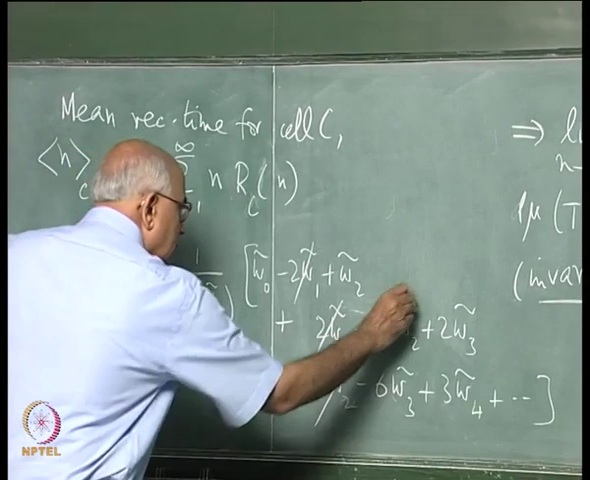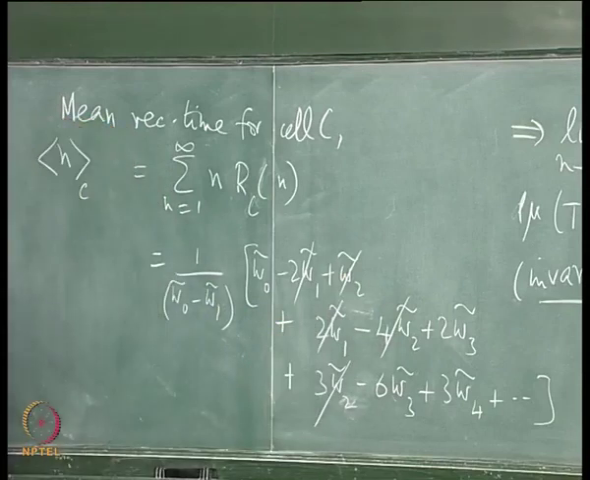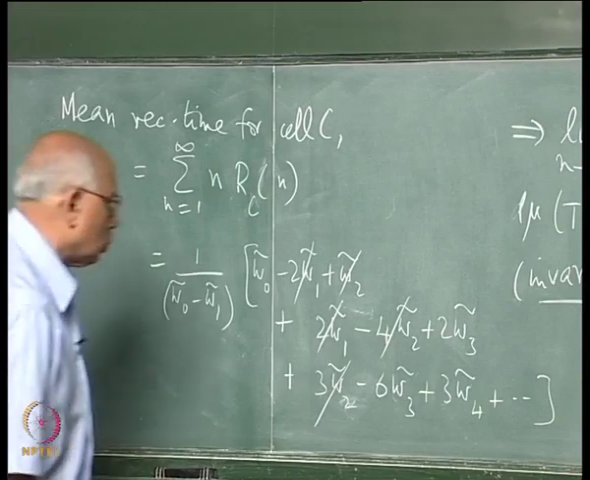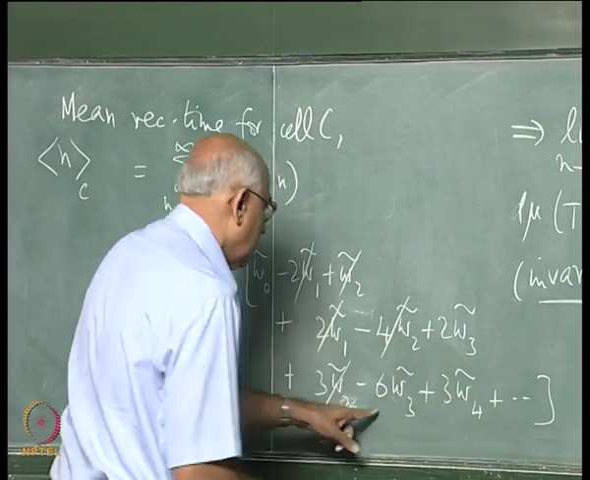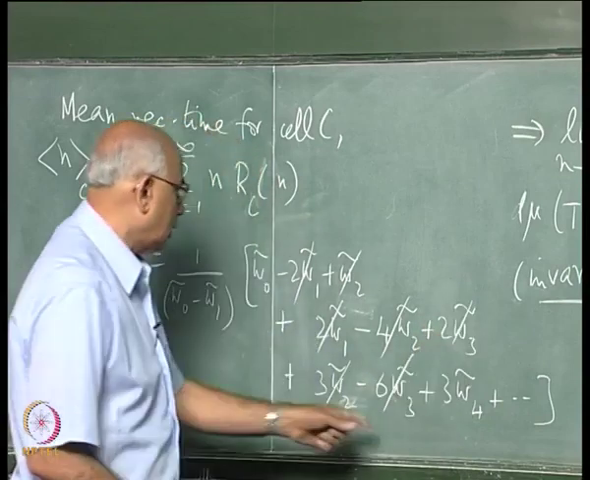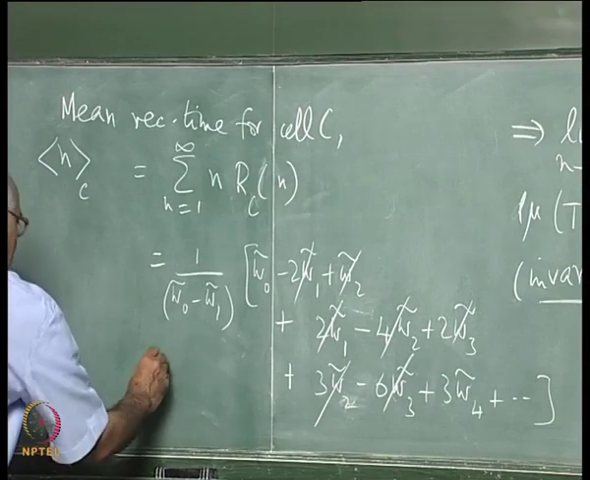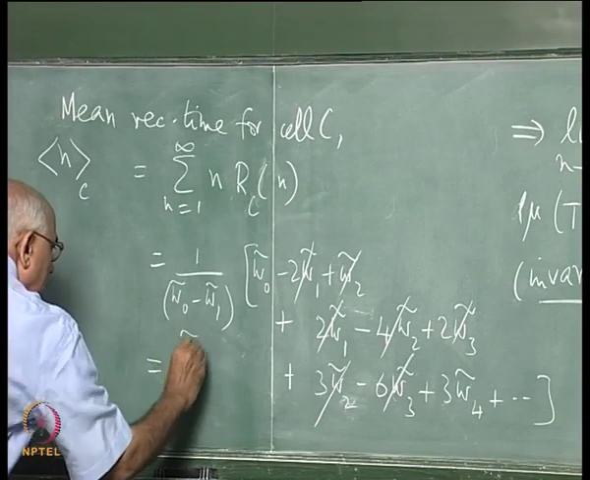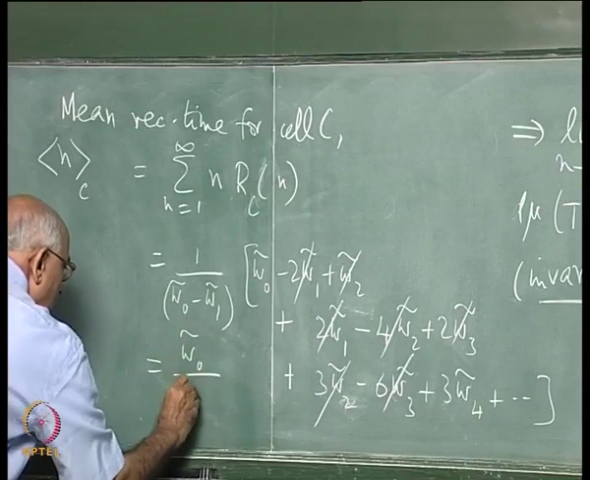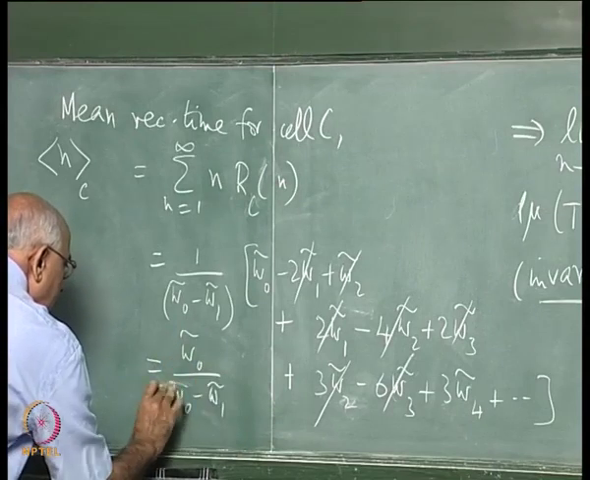So this guy cancels out. So twice this plus 4 times that minus 6 cancels out, and so on. Everything cancels out, and you are left with this is equal to W naught tilde over W naught tilde minus W1 tilde.